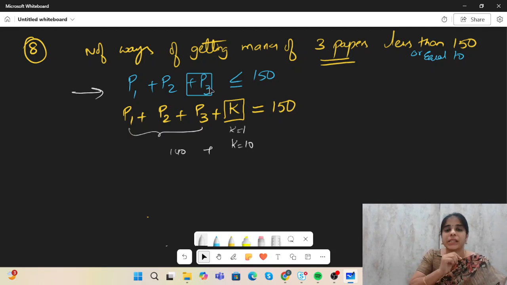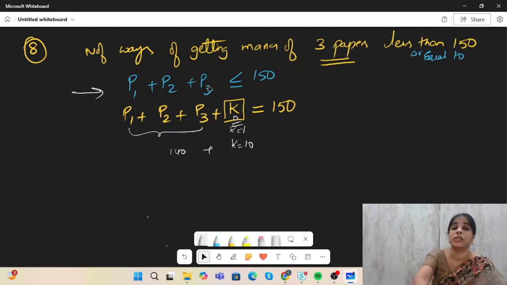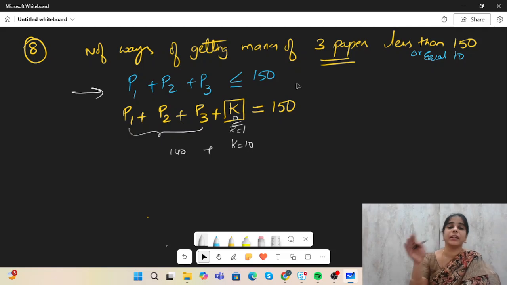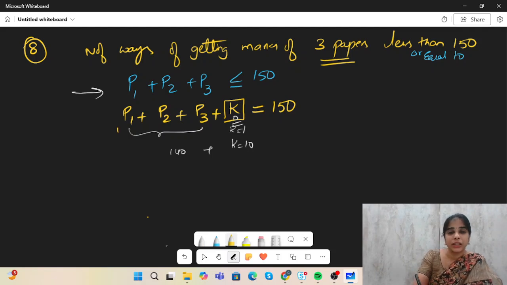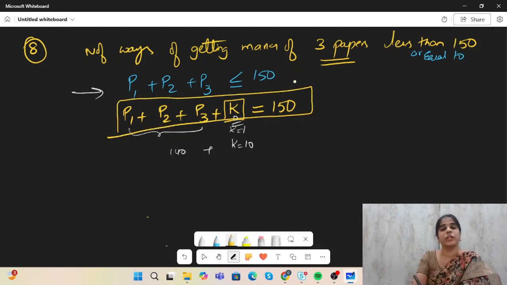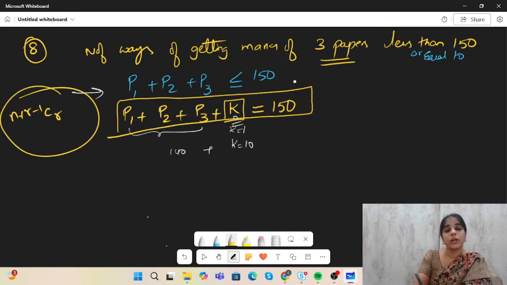Got the logic there? Suppose K is nothing, K is 0, let it be. Even if K is 0, P1 plus P2 plus P3 is equal to 150, and my equation is still satisfied. Yes or no? So there is no harm in taking another variable and converting my inequation to an equation. This conversion can be done. Is this clear? Now this is my newly framed question for which I will apply N plus R minus 1 CR.